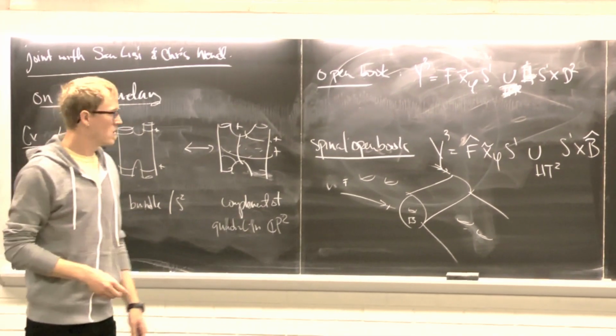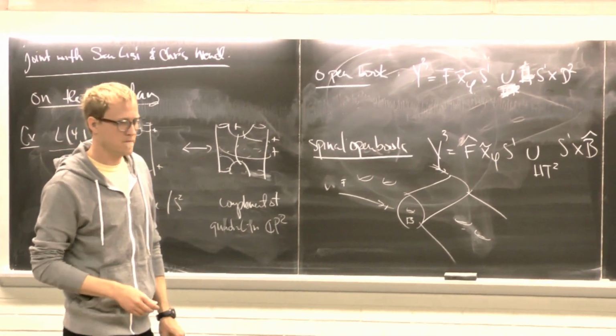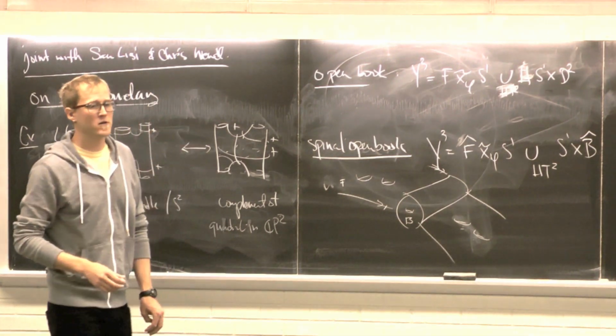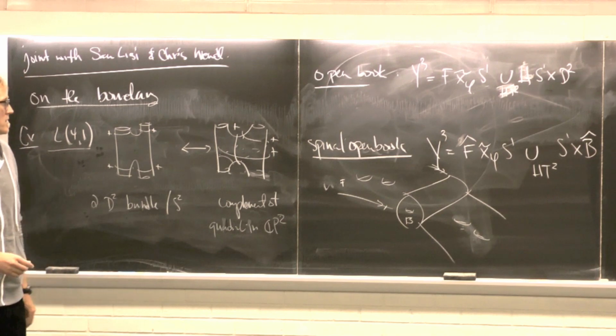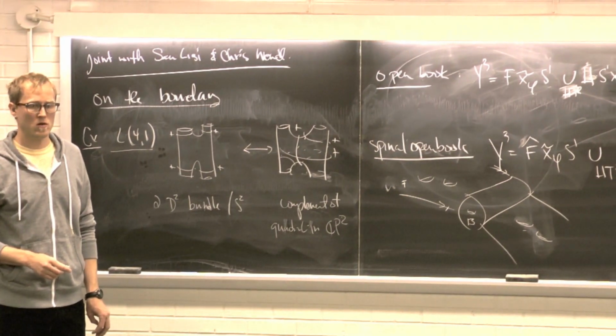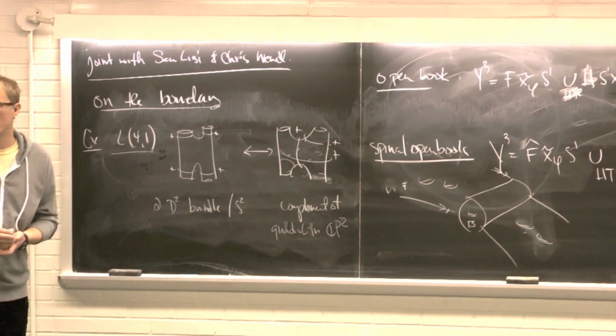So is B always punctured once, or could you have more than one puncture and fill more than one component? B can be any surface. You can have multiple boundary components, and yeah, exactly. For both F and B? For both F and B, yeah.